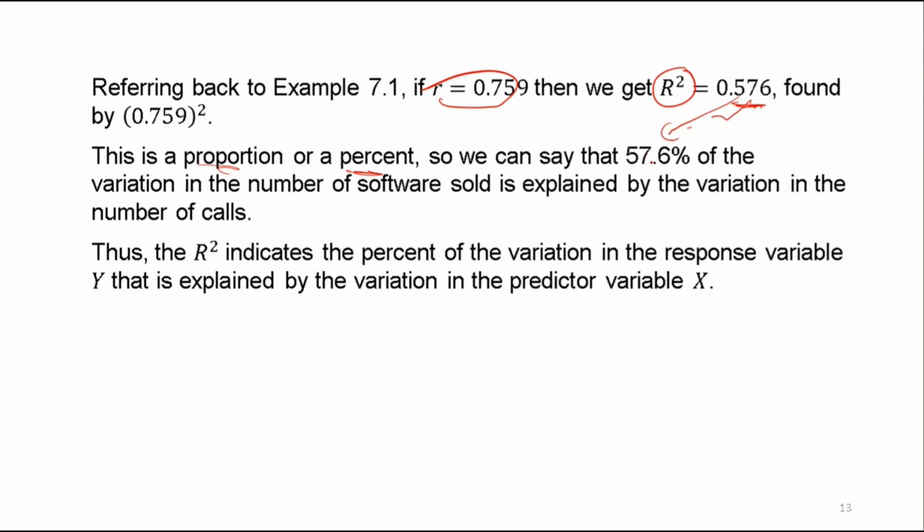So 57.6% of the variation in the number of software sold, Y, is explained by the variation in the number of calls. So first mention Y and then followed by X. Okay, so that's for the coefficient of determination.